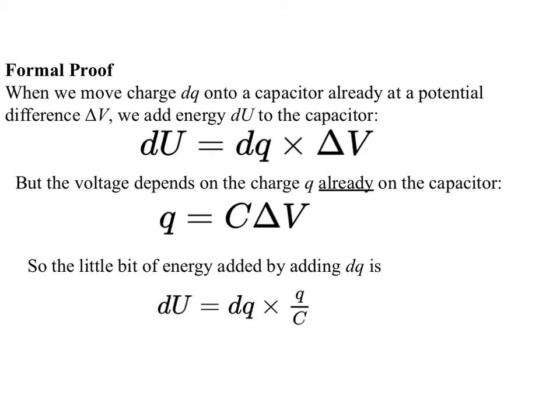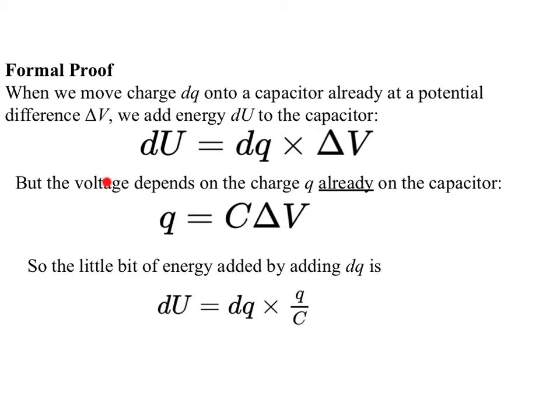All right, a little bit more formal proof. This is optional for AP Physics 2, but it's probably worth thinking about, or at least it's here in one place for you to come back to and look at later. As we move charge dq onto the capacitor, which already has potential difference delta V, we add some energy dU to the capacitor, where dU is just dq times delta V, because taking this charge and raising it through this potential stores this much energy in it.